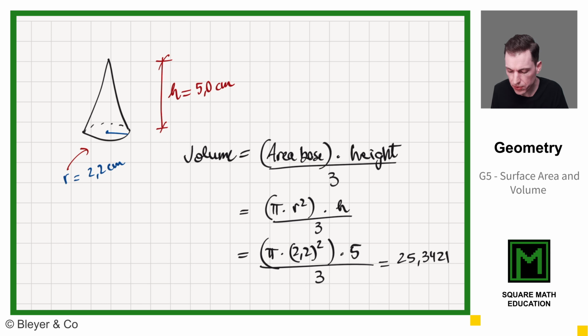If we have two significant figures, this is my first significant figure, this is my second, the ones. So we're going to round to the ones. Check the next digit, and you're going to realize that the closest answer is 25 cubic centimeters.